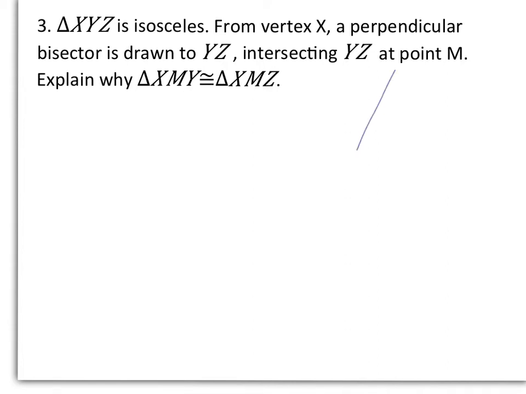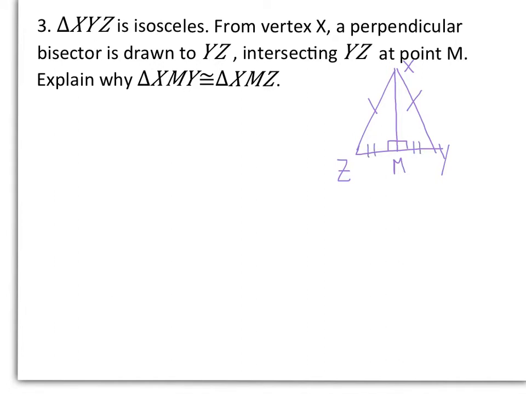Alright, so let's first draw an isosceles triangle. And it says our vertex is X, so that means the top point's X. Here's Y, here's Z. It's isosceles, so I know my two sides are congruent. It says that there is a perpendicular bisector from X down to YZ, intersects at M. So I know that I have right angles. And since it's a bisector, I know that it makes ZM congruent to YM.